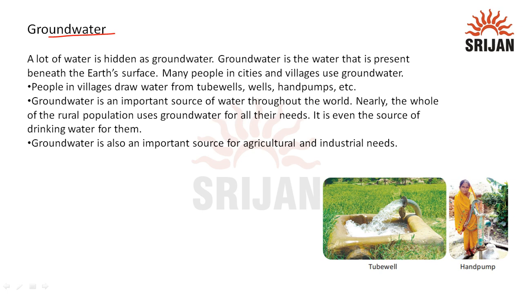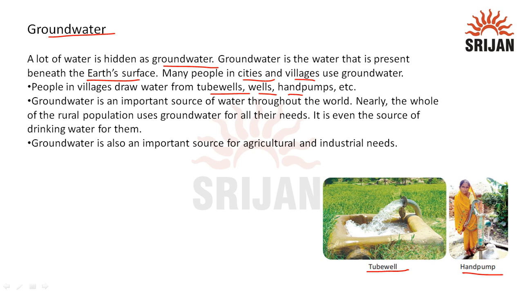A lot of water is hidden as groundwater. Whatever water we use in our day to day activities is from the groundwater, which is present beneath the earth's surface, and many people in cities and villages use groundwater. People in villages draw the water from tube wells, hand pumps, etc. Here we can see our tube well and this is our hand pump. It is an important source of water throughout the world.